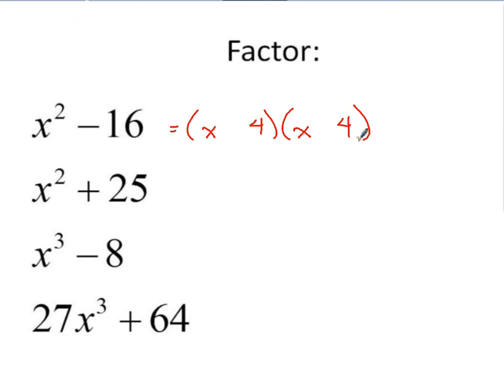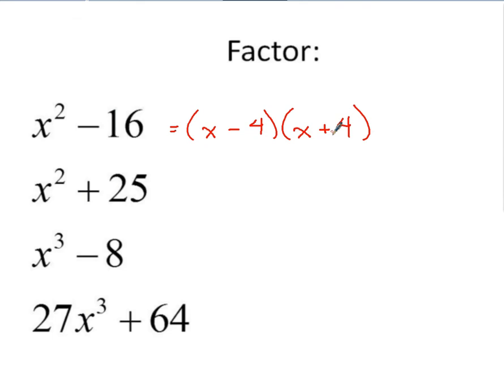And then we just have to remember, on a difference of two squares, the signs in both of the sets of binomials will be opposite. So minus plus or plus minus. You're done with that factorization. And again, if you want to check, you could FOIL that back out. If you FOIL that back out, you get back to x squared minus 16.